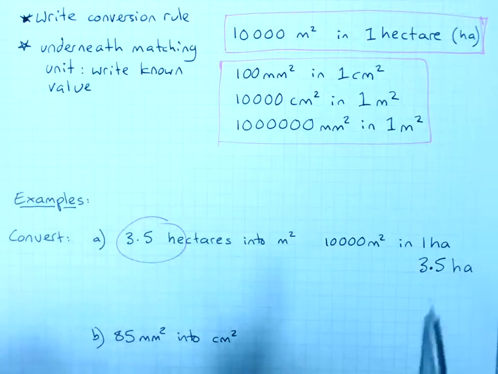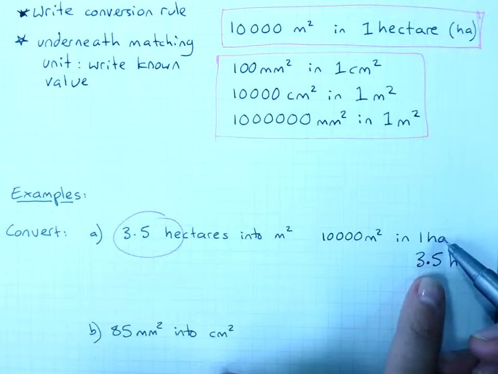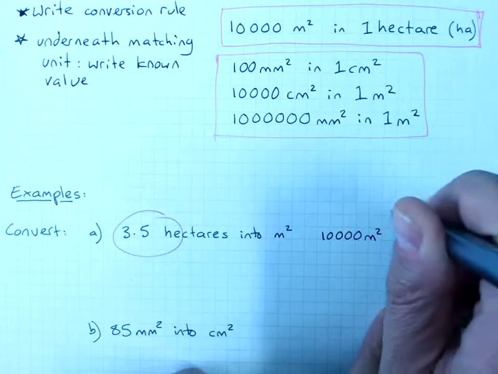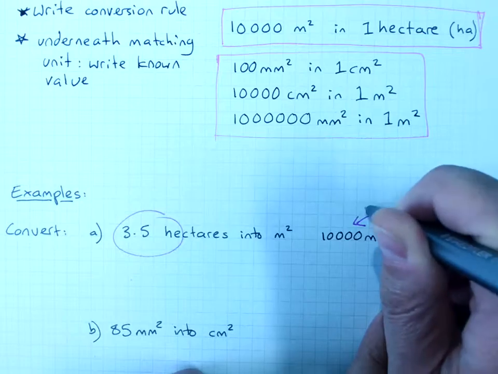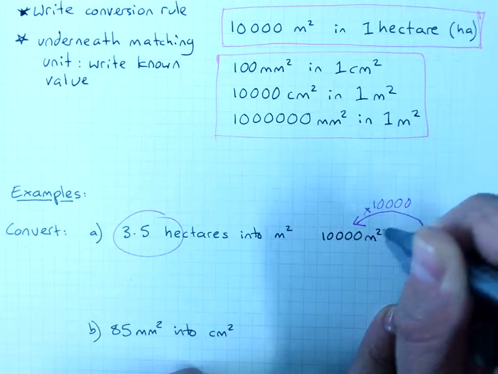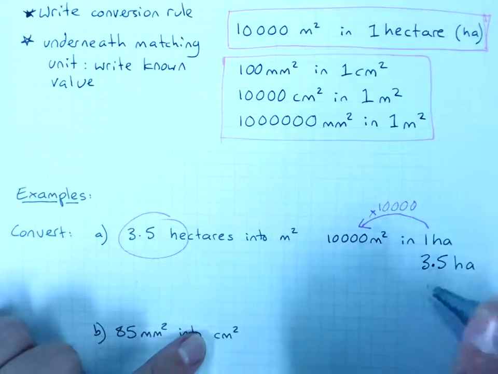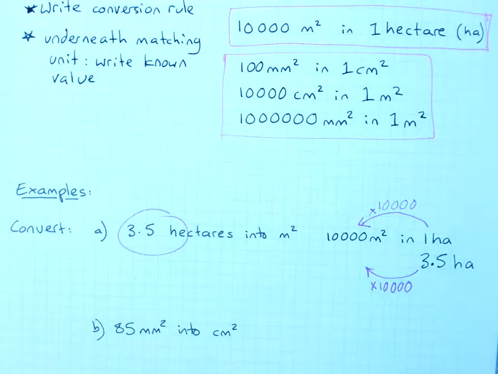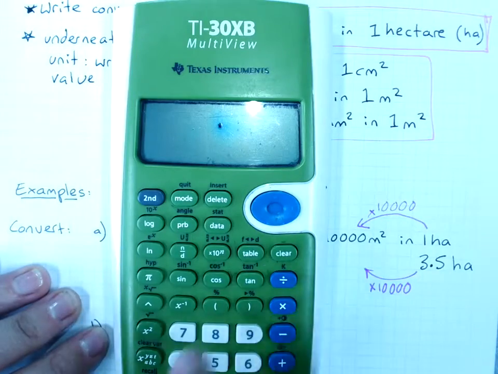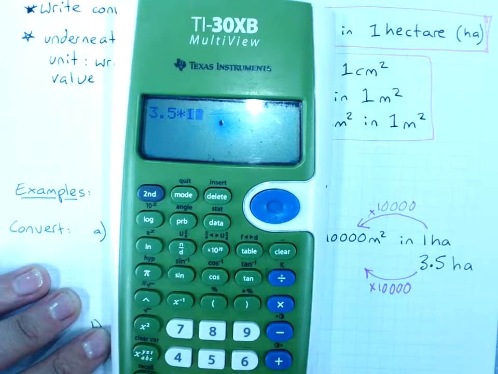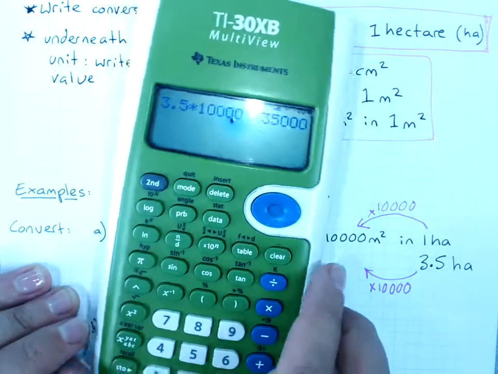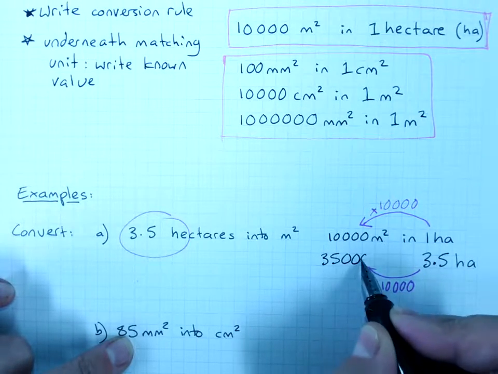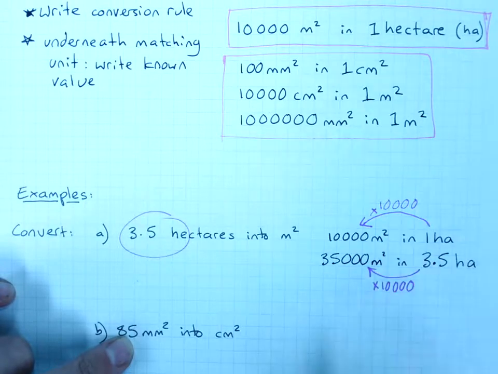Then, remember, from the side where you know both things, so I need to work out what do I do here, work out what I did here. That was 1 times 10,000, because I got a much bigger number. So I've got to do times 10,000 here. 3.5 times 10,000, 35,000. And that's in meters squared.